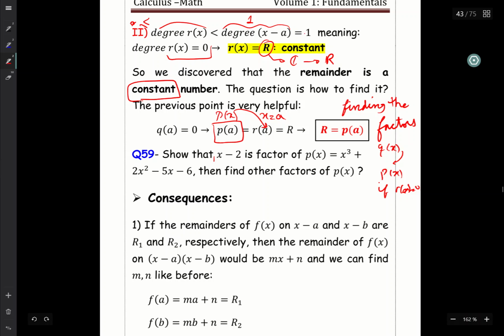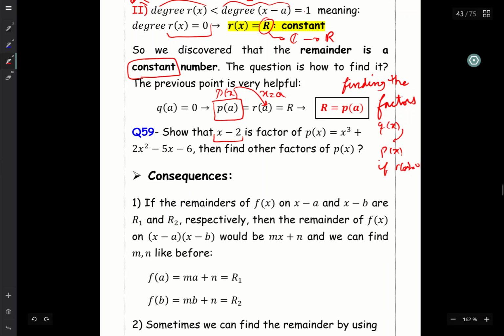So for a first degree polynomial, the remainder should be a constant number. So we just evaluate p of x at the root of that first degree polynomial and see whether or not it's 0. And question 59 is exactly this point. Assume that q of x equals x minus 2 is given. And then we have the polynomial p of x, x cubed plus 2x squared minus 5x minus 6. Let's see if q of x is a factor of p of x.